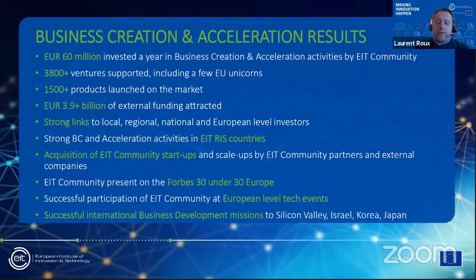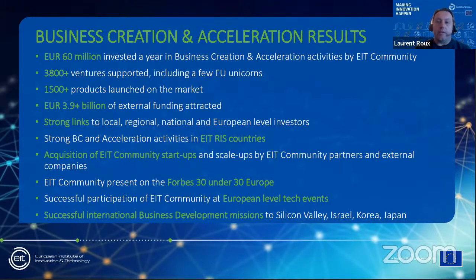Now, if we can talk about the results for a second for the last, let's say, 10 years or plus that EIT exists, to give you an idea of the scope of the investment that we put into business creation and acceleration services. It's around 60 million euro per year across the 8 innovation communities. So it's quite significant. The last 10 years plus, we've supported more than 3,800 companies of all maturity level, including a few unicorns like Lilium Technologies or Northvolt, or there are a few others that are in the pipeline to become unicorns at European level.